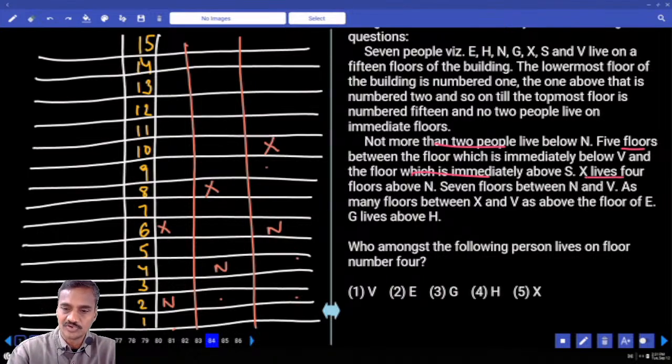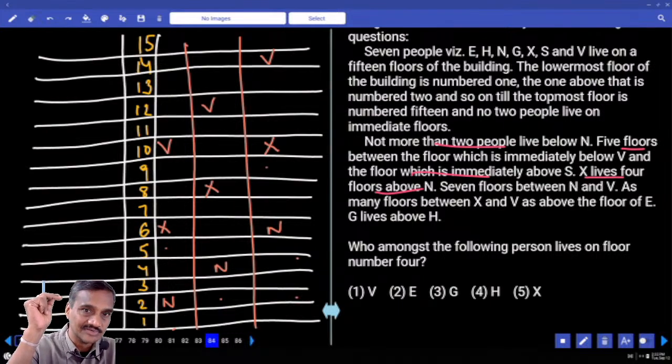Now X lives 4 floors above N. 7 floors between N and V. In between N and V, how many floors are there? 7. Now 1, 2, 3, 4, 5, 6, 7. Hence V is here. And 2 plus 8 in between. Now 4 plus 8, how much is 4 plus 8? 12. And 6 plus 8 is 14. Now V is here. Are you getting this one or not? Now V is here. Now we have the earlier case.